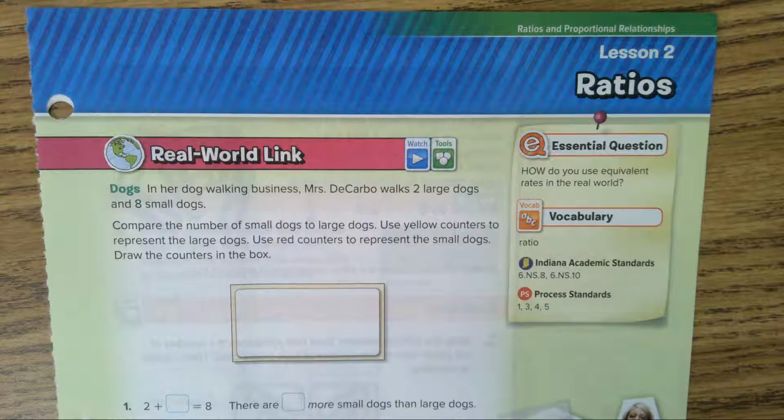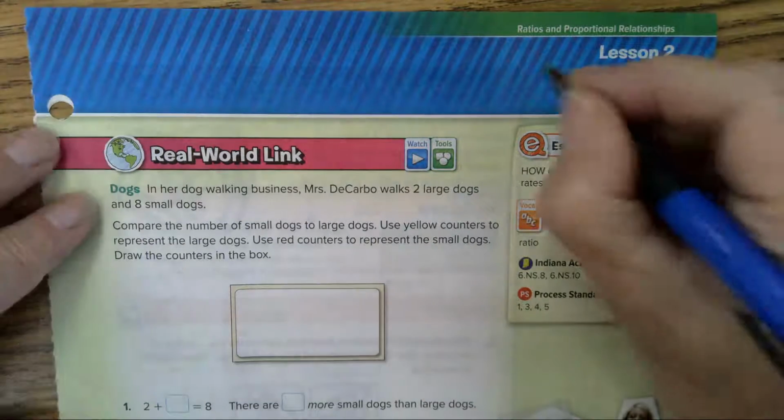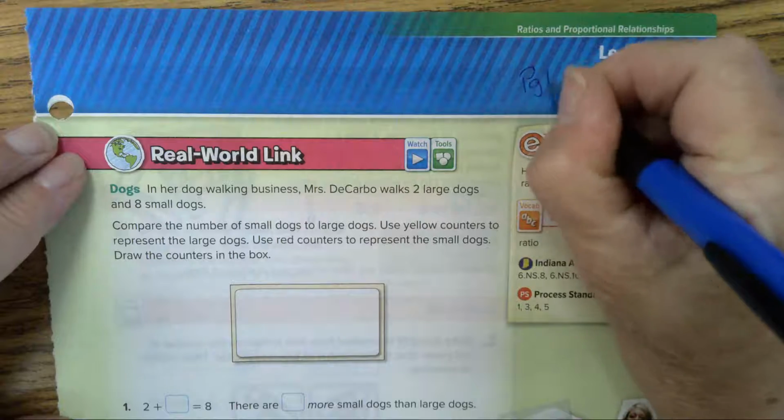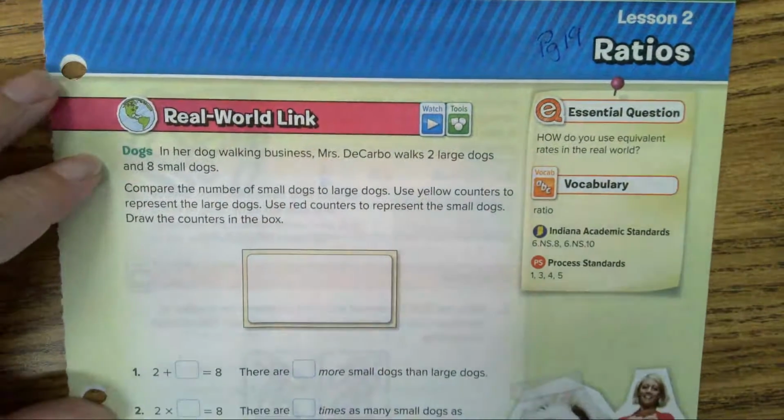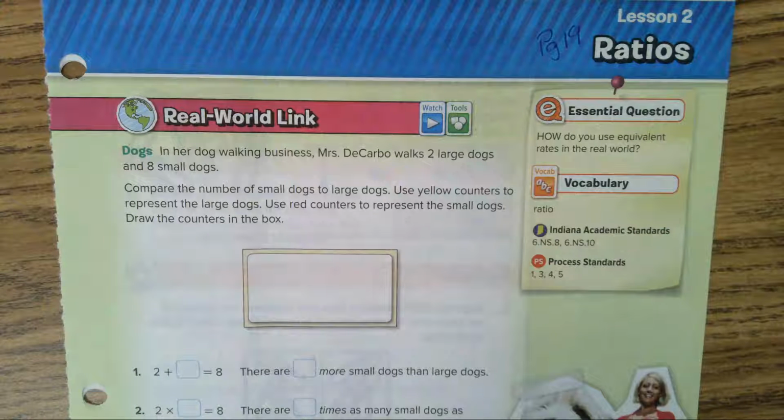Yes. Well, hello, kids. Today we are going to be doing Chapter 1, Lesson 2, and it is about ratios. We are on page 19. All right. In the real world link, it says dogs. In her dog walking business, Mrs. DeCarbo, I don't know if I said that right, walks 2 large dogs and 8 small dogs. Compare the number of small dogs to large dogs.